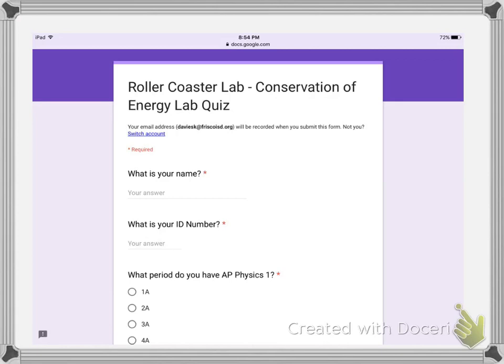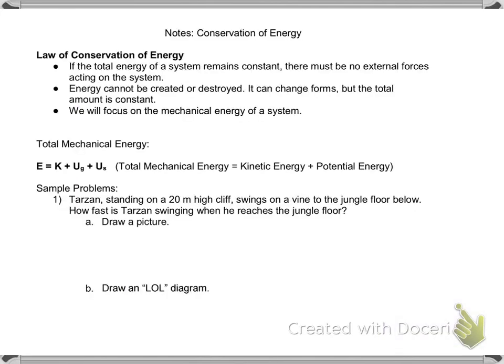All right, welcome back. So hopefully you will have finished this quiz already, and we are ready to move on. You should have picked this page up from the tray by the door. This is the notes that we're going to go through today. It's not too terribly difficult. Some of this stuff you probably have already gone through a little bit before, but we're going to turn this idea of conservation of energy into a little bit more math.